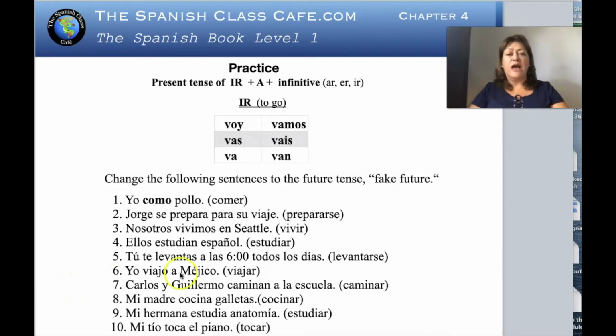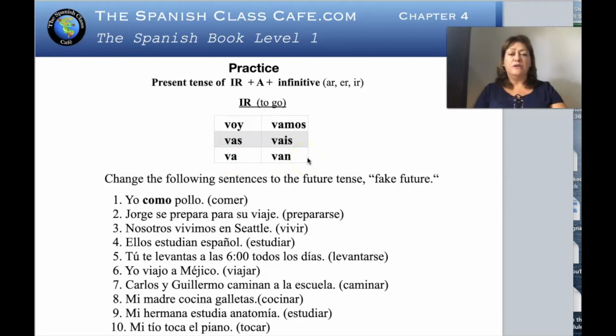Okay, here we have the present tense of the verb to go. Okay, and we studied this in the last lesson. And this is yo voy, tú vas, él va, ella va, usted va, nosotros vamos, vosotros vais, ellos van, ellas van, ustedes van. Remember, in the third person we have three personal pronouns: él, ella, usted, ellos, ellas, ustedes.